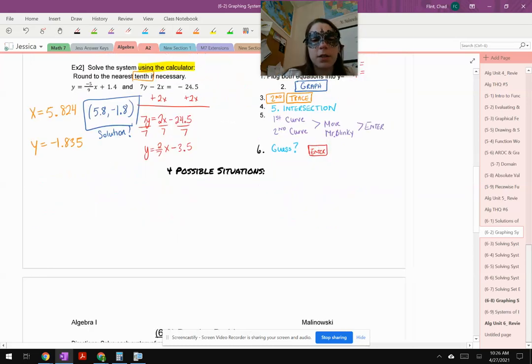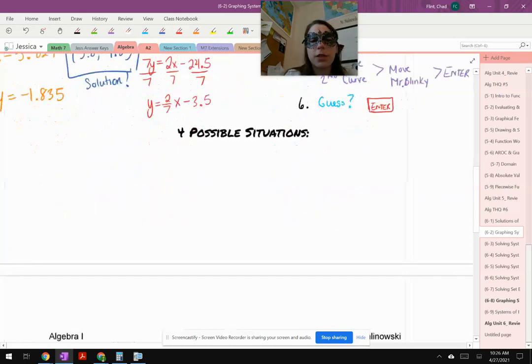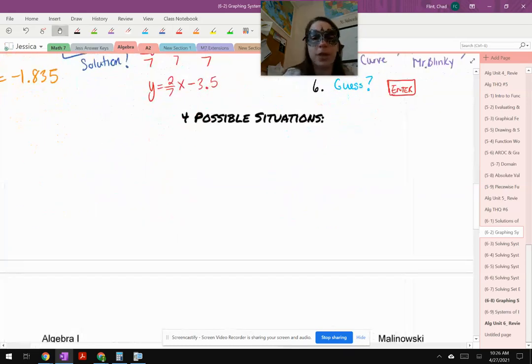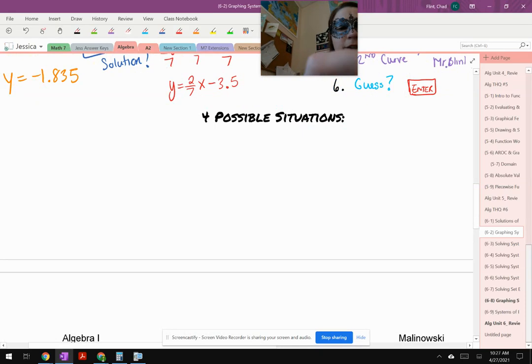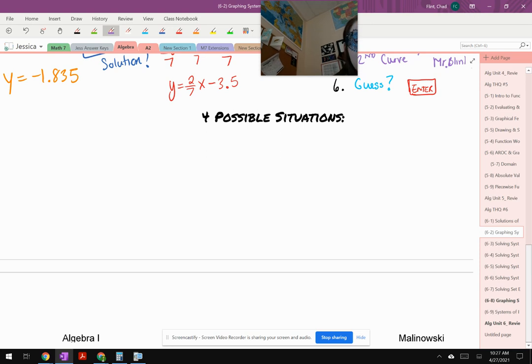Right, so last but not least here, we're just going to quickly go over the 4 possible situations that you might run into with solving systems of equations. Your first possible situation is that you end up with something like we did for our second example, where you end up with 1 solution.